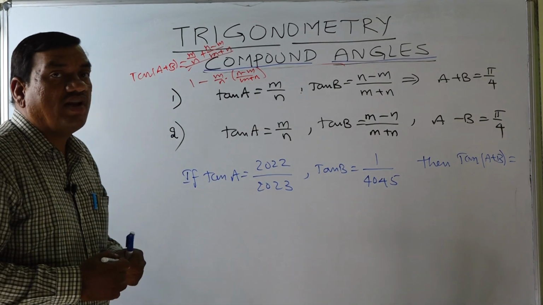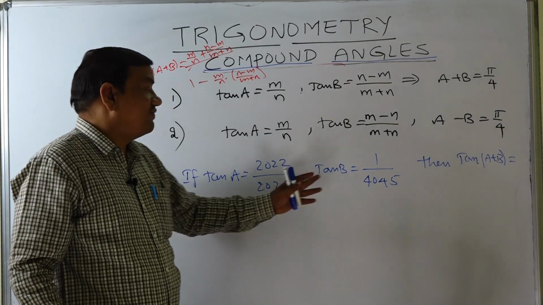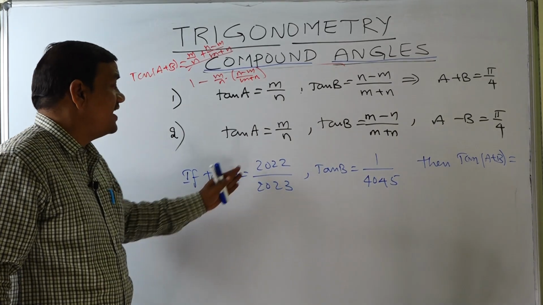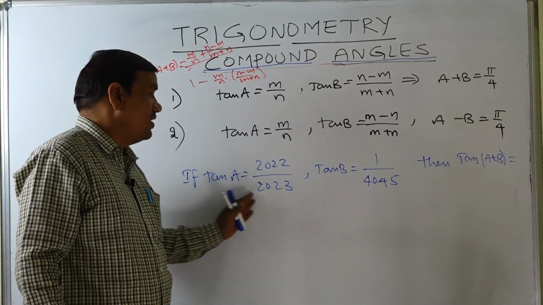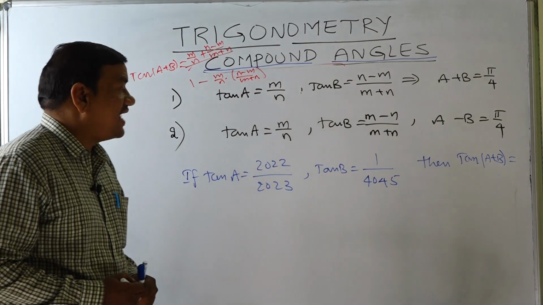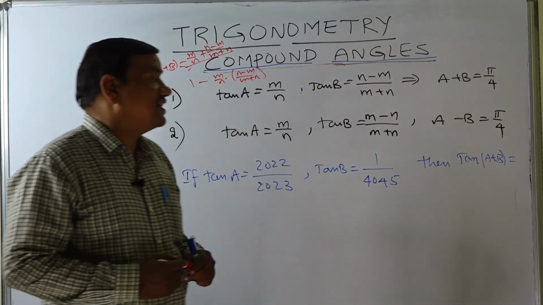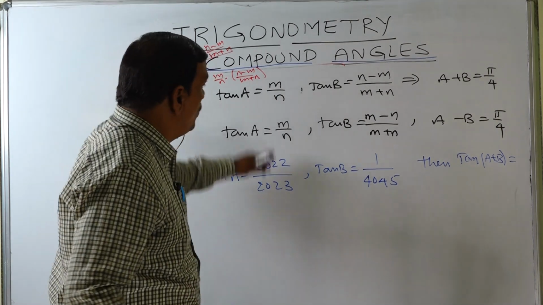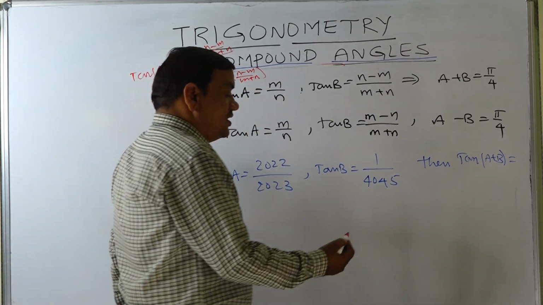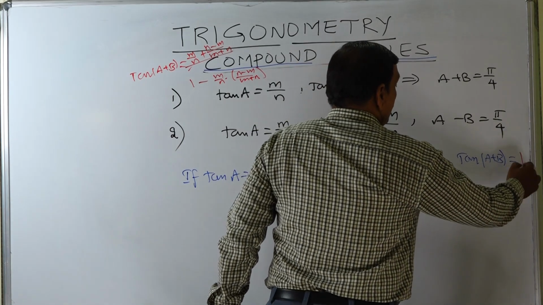So, what is the use of learning these formulas is, now we will get a very beautiful application. Tan A is equal to 2022 upon 2023, then tan B is equal to 1 upon 4045. Then what is the tan of A plus B? If you know these formulas, then easily you can say this is equal to 1.